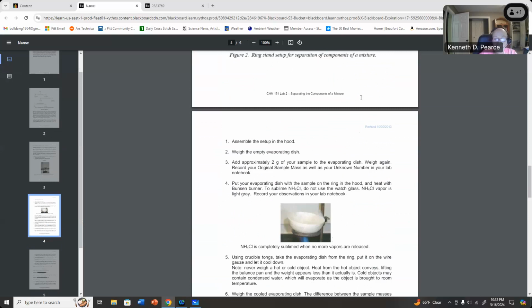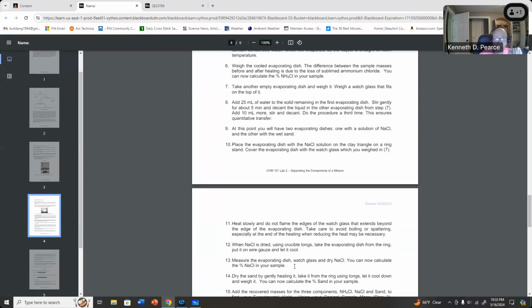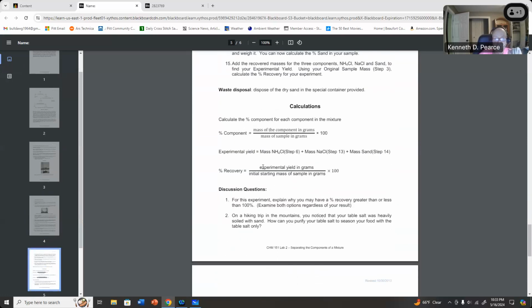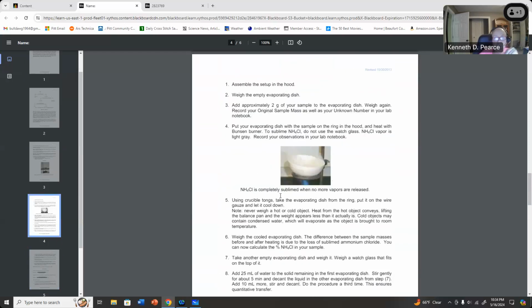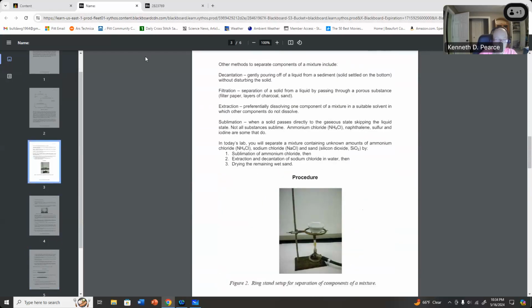And it says approximately 2. What do you really need? You need the actual weight. Approximately 2 means in your lab, you just scoop in until you get like 2.004 or something along those lines. And this is your procedure, and here's your calculations. Same thing. You're following the procedure.